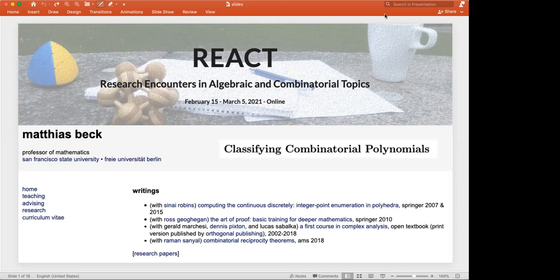One reason I wanted to put this up is because there are two books here that are freely available, where you will find a lot of the background of what I'm going to be talking about. So feel free to go there and download PDFs, and you'll see the connection.